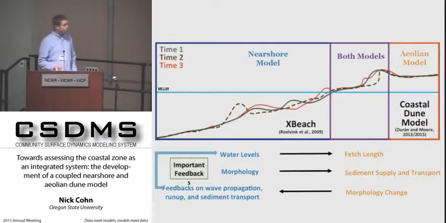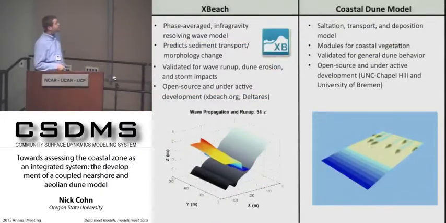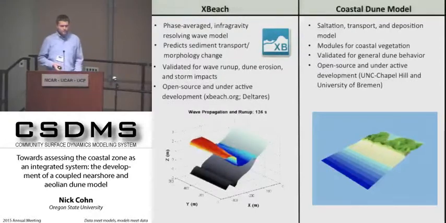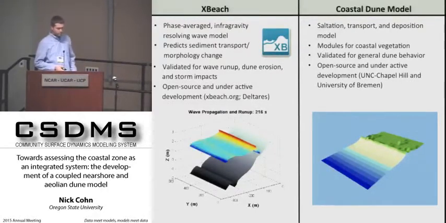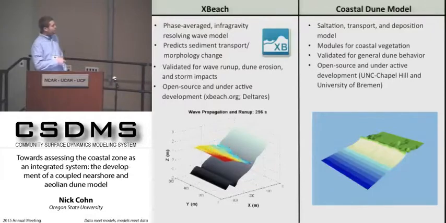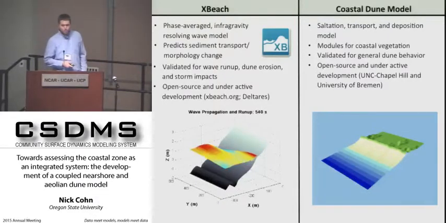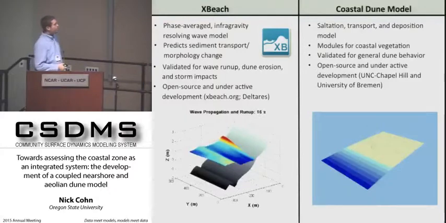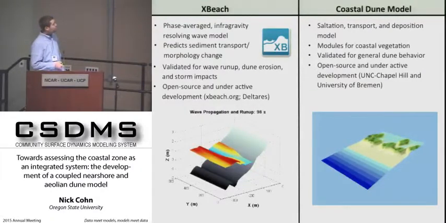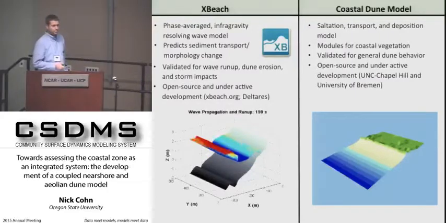So the two models that we're using are XBeach and the coastal dune model, and both of these are now in the systems repository and are both open source models. So XBeach is a phase averaged infragravity wave model. It's depth averaged and 2D in space. You can see a visualization here of basically waves propagating into the near shore, and the variations you see here are due to wave run-up. As I said, it's open source and it's under active development, in large part from Deltares and UNESCO. And it's been heavily validated for both hydrodynamics and sediment transport, particularly under storm conditions.